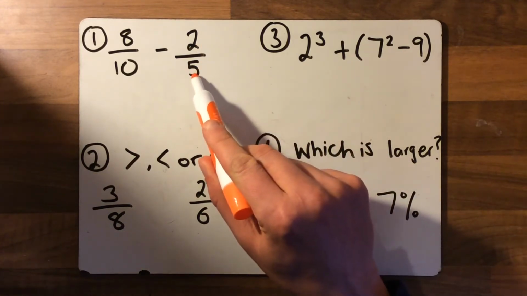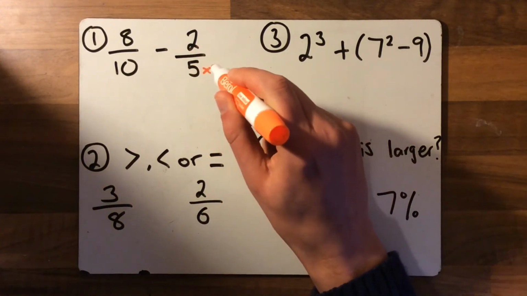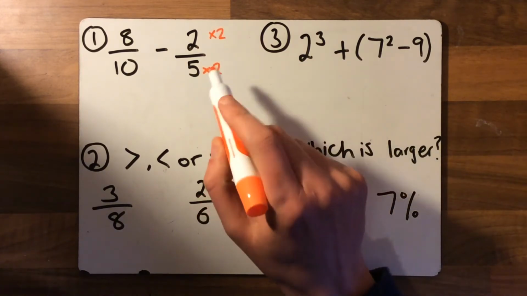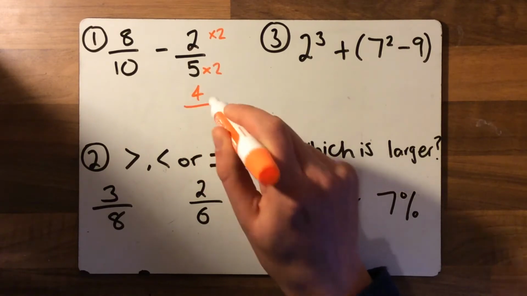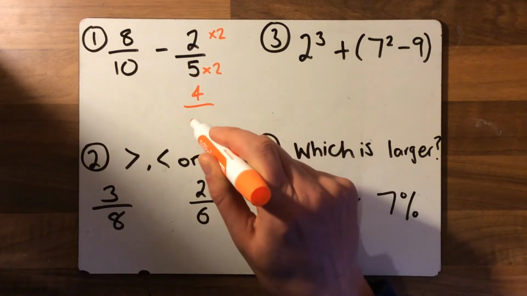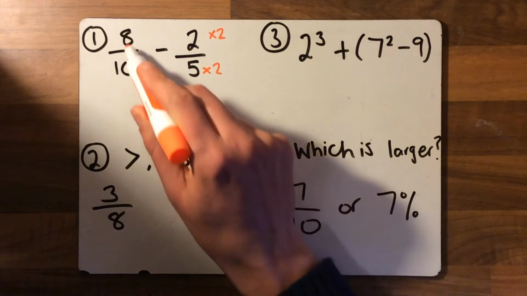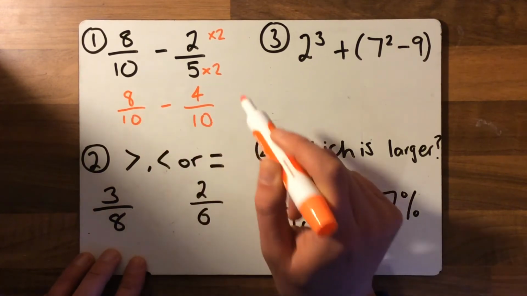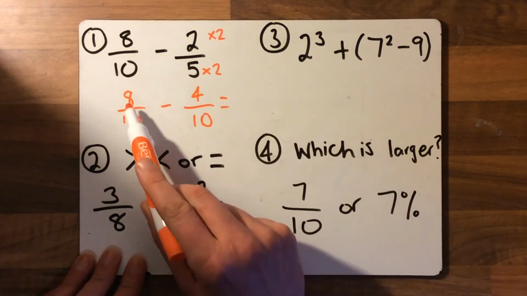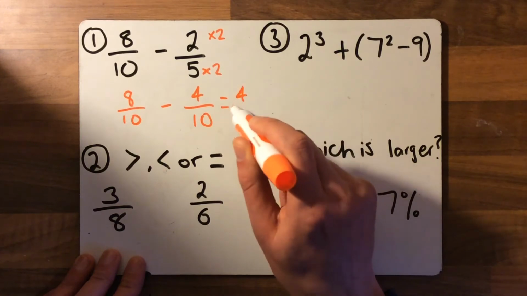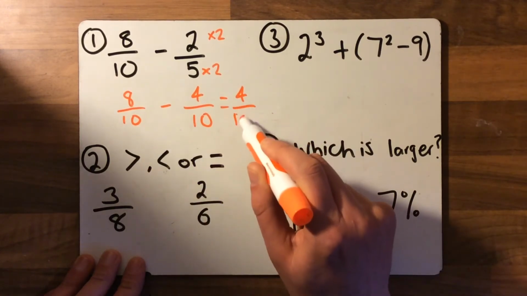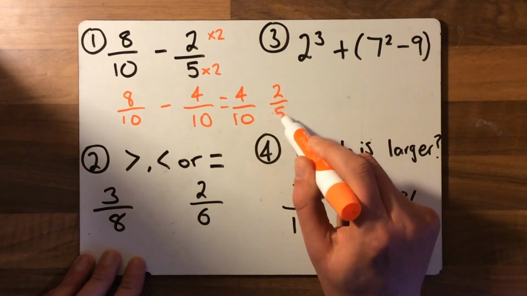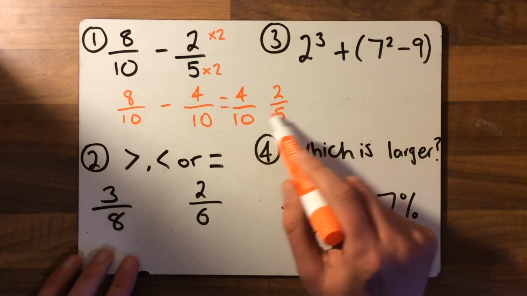What do we need to do to 5? Turn it into 10, we times it by 2. So we need to do the same to the numerator. 2 times 2 is 4. Then we've got the 5 times 2, which is 10. It's a subtraction. This fraction will stay the same, as the denominator was 10 already. And now we can do the subtraction. 8 take away 4 is 4. Denominator stays the same as 10. Some of you will have spotted as well that could be simplified down to 2/5. Either of those answers are correct.